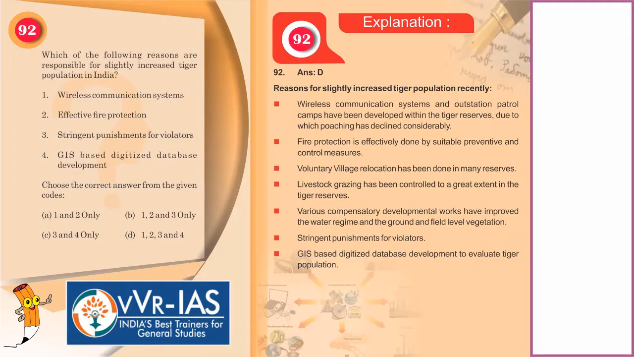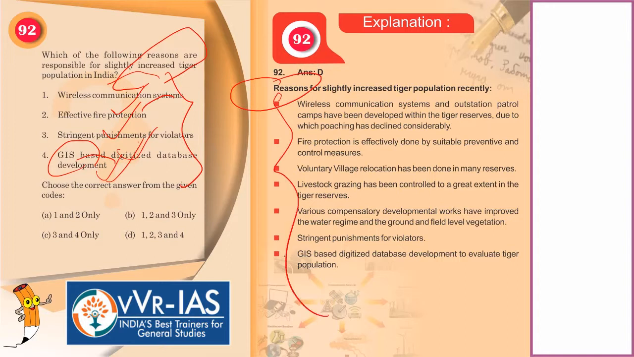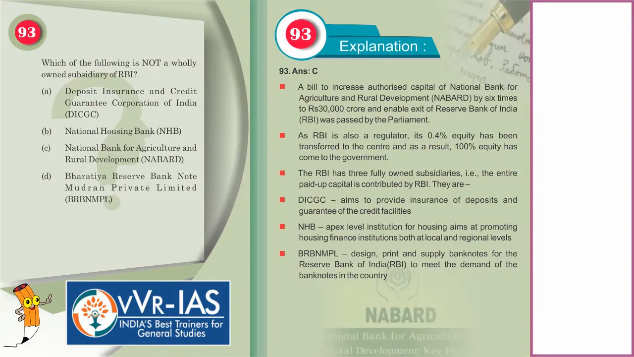92. Which of the following reasons are responsible for the slightly increased tiger population? Wireless communication systems. The second is effective fire protection, stringent punishment for violators, and GIS, Geo Information System based digitized database development. So all these are reasons, and you can see here the various reasons for the recent increase in tiger population.